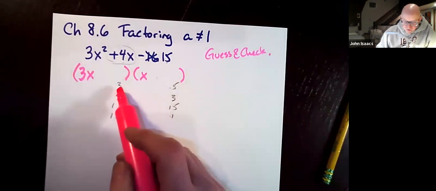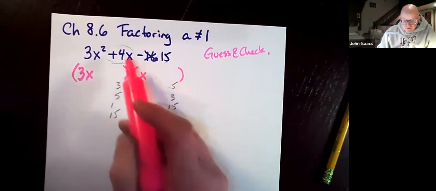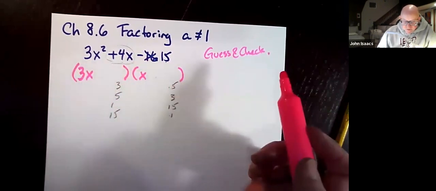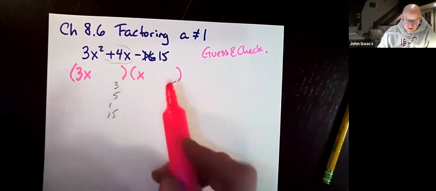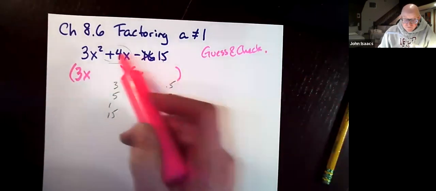If we were to put a 3 here and a 5 here, we've got to check the outers and the inners for the 4x. Oh, no, sorry. This will give us 3x, this will give us 15x. So our difference is going to be 12x. That's not 4.